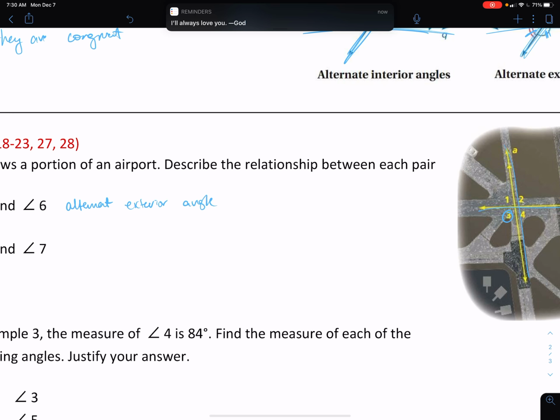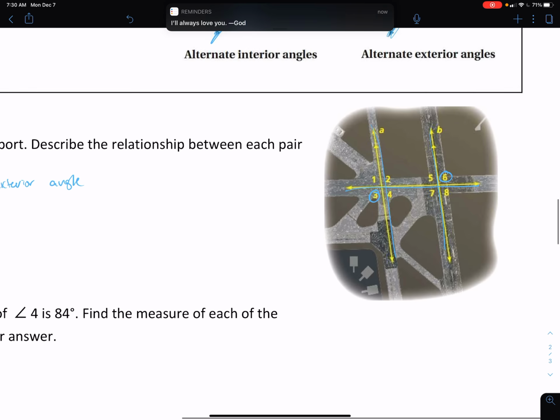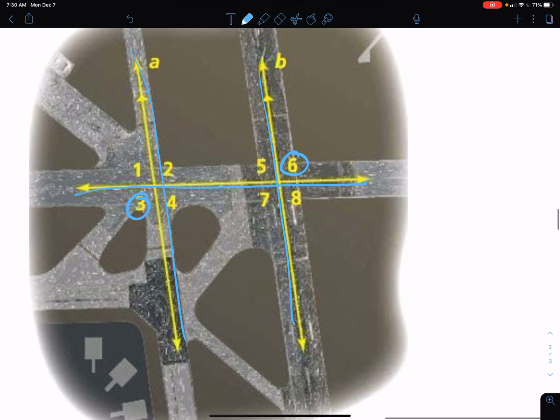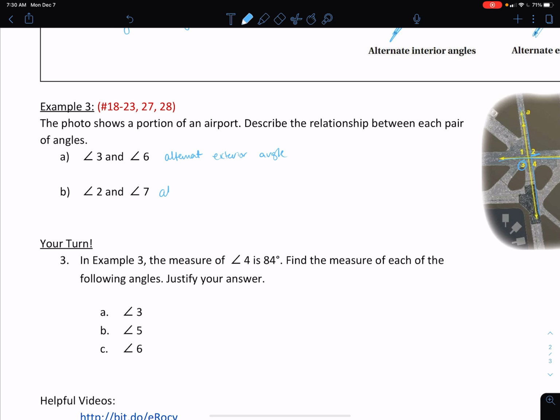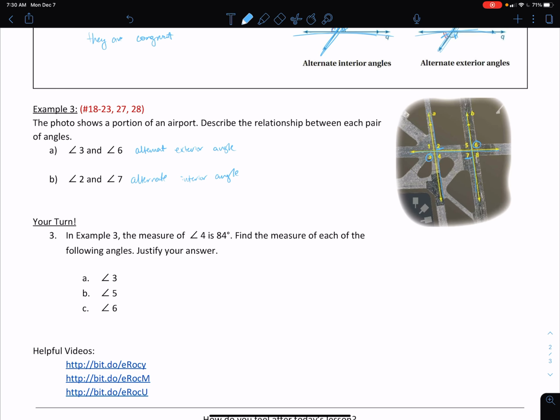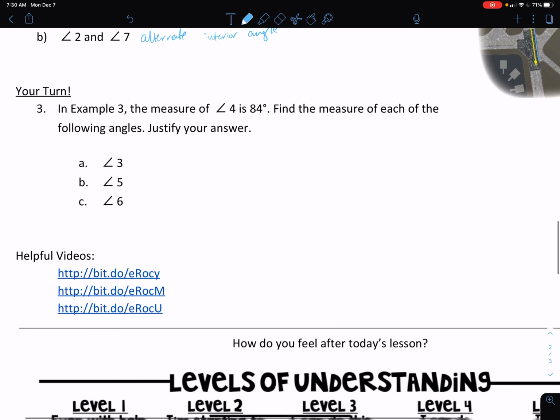Okay. Numbers 2 and 7, let's take a look. Looks like they're on opposite sides, but they're on the insides of my parallel lines. So that must mean they are alternate interior angles. Okay. Now on your own, why don't you try number 3?